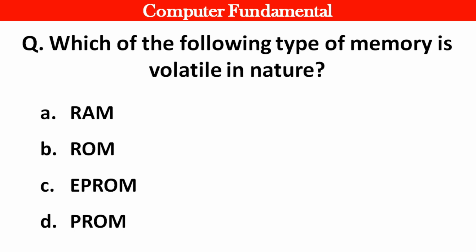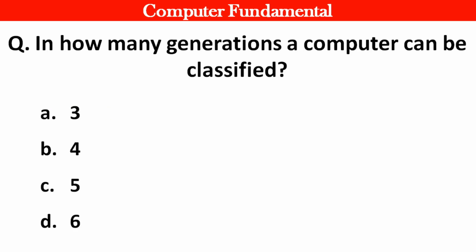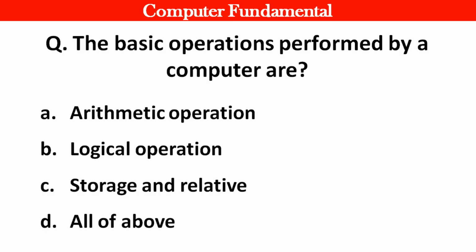Next question, which of the following types of memory is volatile in nature? Right answer is options A, RAM. Next question, in how many generations a computer can be classified? Right answer is option C, 5. Next question, the basic operations performed by a computer are. Right answer is options D, all of above.